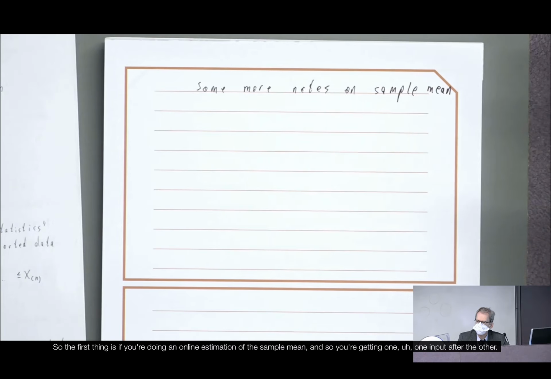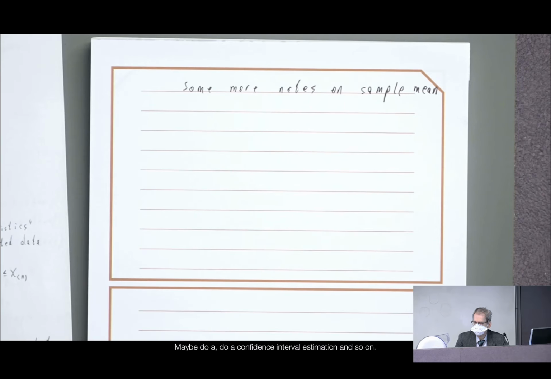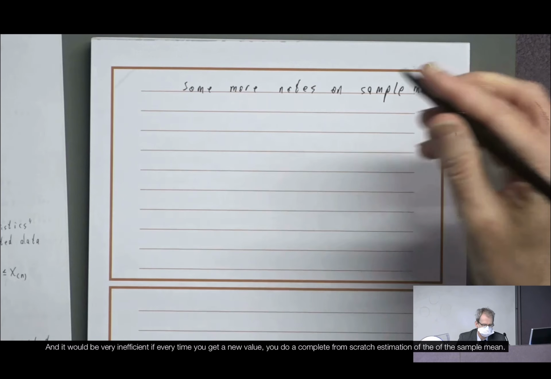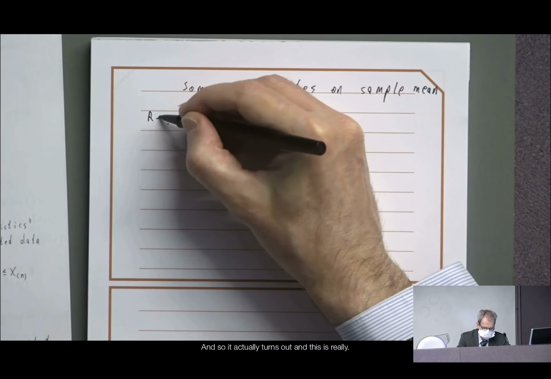So the first thing is, if you're doing an online estimation of the sample mean, so you're getting one input after the other, and you just want to check how the sample mean changes, maybe do a confidence interval estimation and so on. It would be very inefficient if every time you get a new value, you do a complete from-scratch estimation of the sample mean.